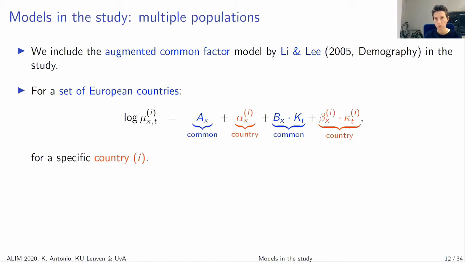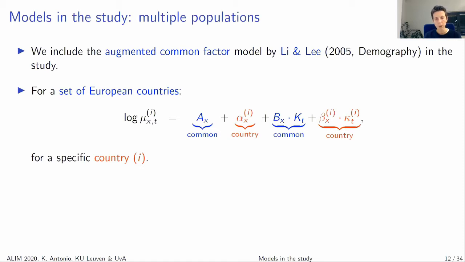Whereas the blue parameters are shared by all the countries in my dataset. So the European countries that I wish to model together, they all share these blue, common parameters. So the a_x, the b_x, and the k_t capture the overall European mortality trends, so to say, right? And the red ones capture how country i is deviating from this shared European trend in mortality. So that's the idea here.